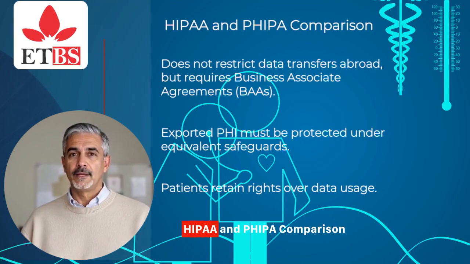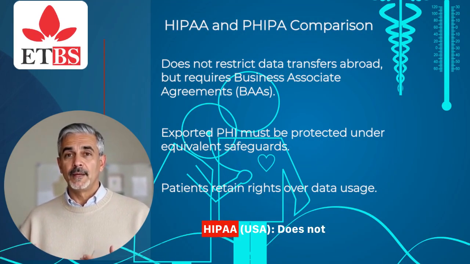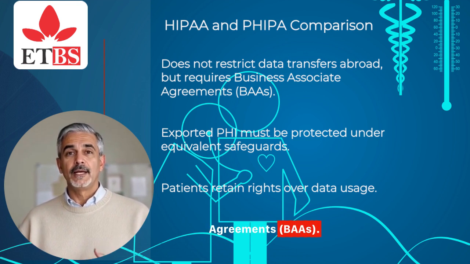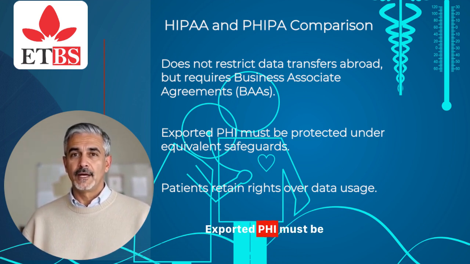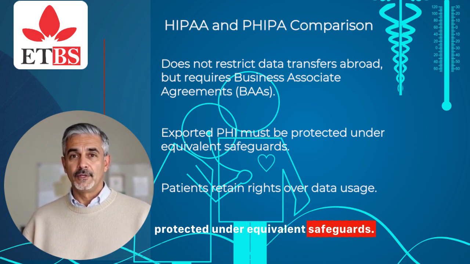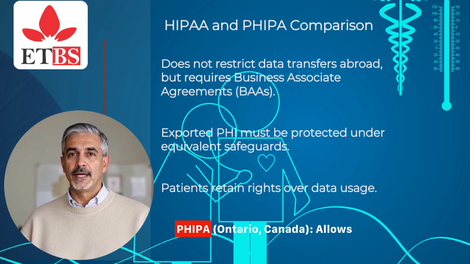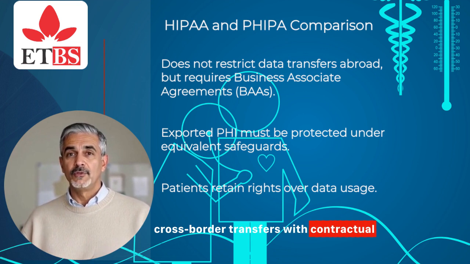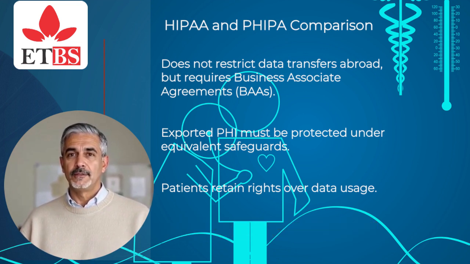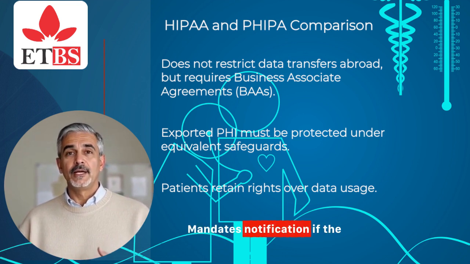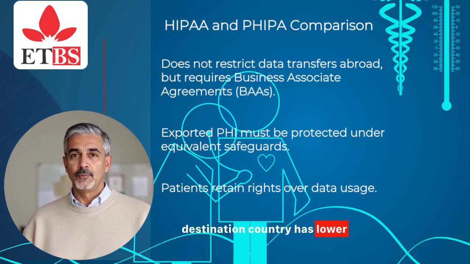3. HIPAA and PHIPA comparison. HIPAA, USA, does not restrict data transfers abroad, but requires business associate agreements, BAAs. Exported PHI must be protected under equivalent safeguards. Patients retain rights over data usage. PHIPA, Ontario, Canada, allows cross-border transfers with contractual and organizational safeguards. Requires disclosure in privacy policies. Mandates notification if the destination country has lower privacy standards.